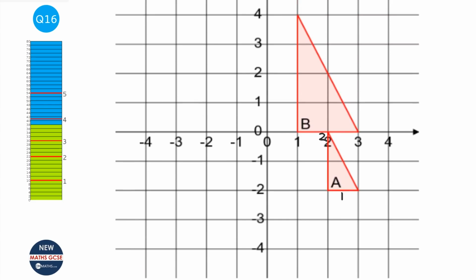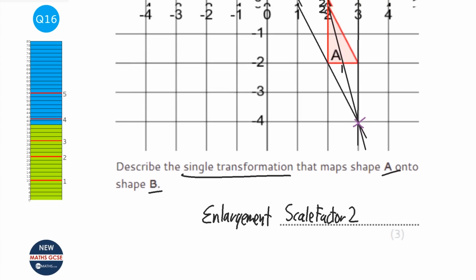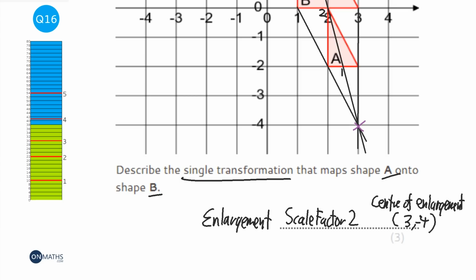Now, last thing we need to do is the centre of enlargement. To do that, you get a ruler and you join up all of the points but carry them on. So I'm joining up the bottom left ones, the bottom right ones, and the top left ones. You notice that they all cross over at this point here, and that's called our centre of enlargement. So let's just check where that is. Okay, so the centre of enlargement is 3, minus 4.